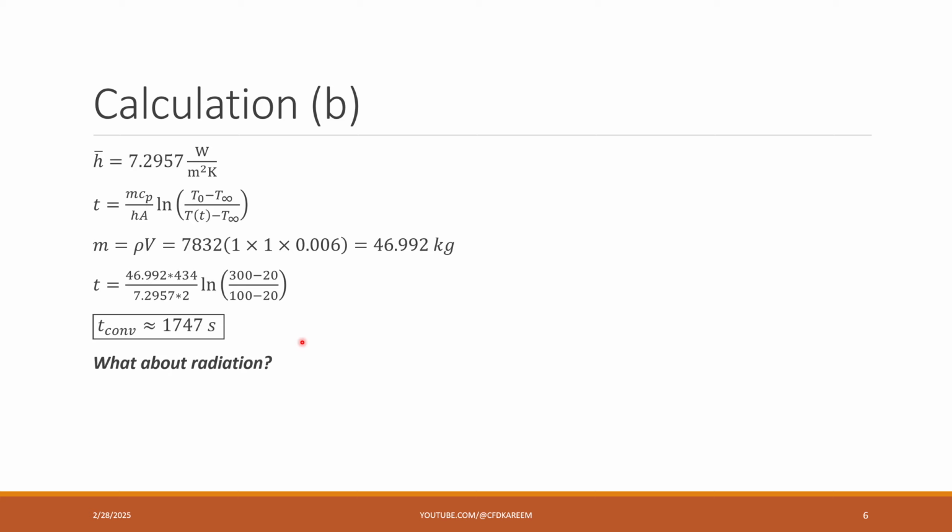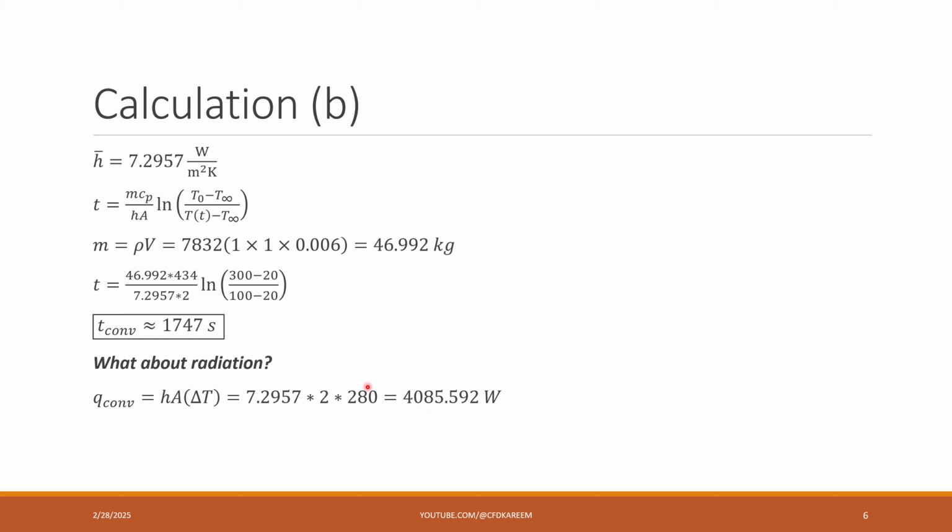So the next thing we're asked to do is to comment on our assumption of radiation and the fact that we neglected it for our calculation. So the first thing we can do is find our heat transfer rate that we're getting from our convection by simply taking hA delta T. So we'll take our average heat transfer coefficient of 7.2957. We'll multiply that by the area on each side of the plate, which is going to be 2 square meters, times our temperature difference, which is going to be 280. And we'll find that our average heat transfer from convection is going to be 4,085 watts roughly.